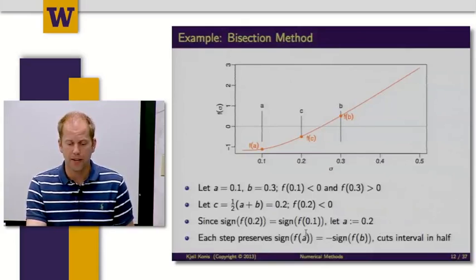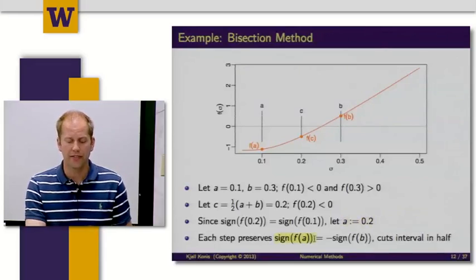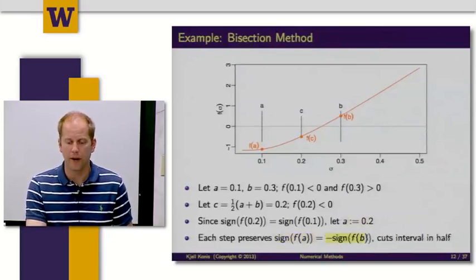So each step preserves the sign. Once I've made my new interval AB, once I've updated my A here, I still have the property that the sign of the function evaluated at that endpoint is the opposite of the sign of the function evaluated at the other endpoint.